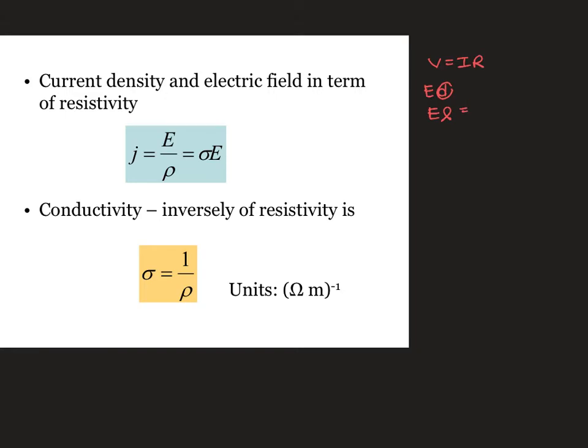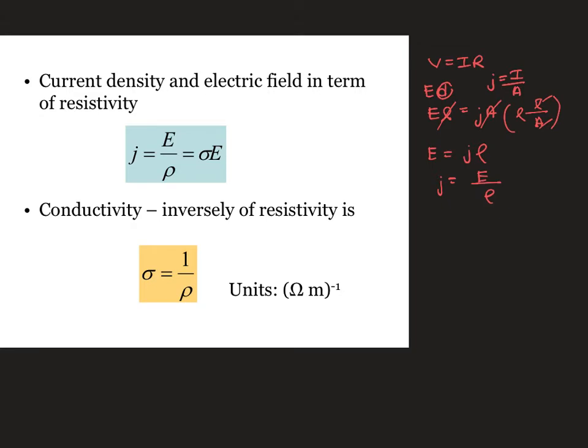Therefore, what I'm going to get here is JA. And the resistance is related with the resistivity, length over area. So the length can be cancelled out, and the area can also be cancelled out. Therefore, for the electric field you get the formula J times resistivity, which means that the current density is the electric field over resistivity.